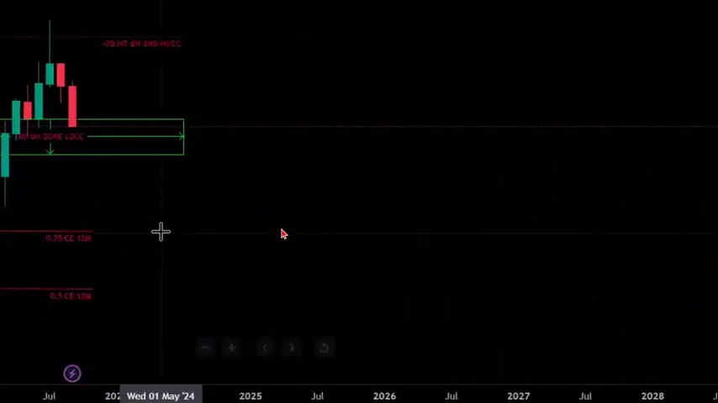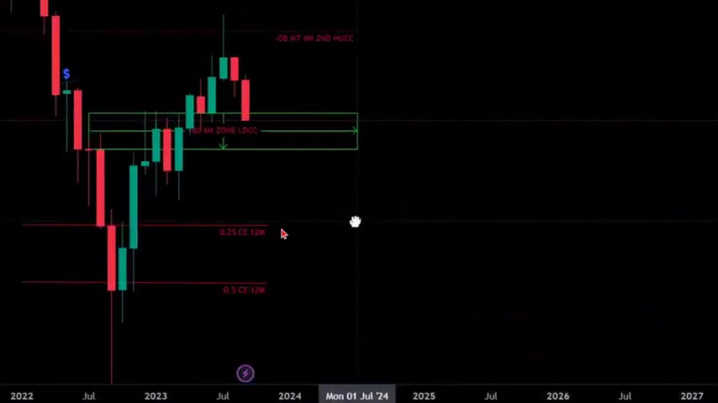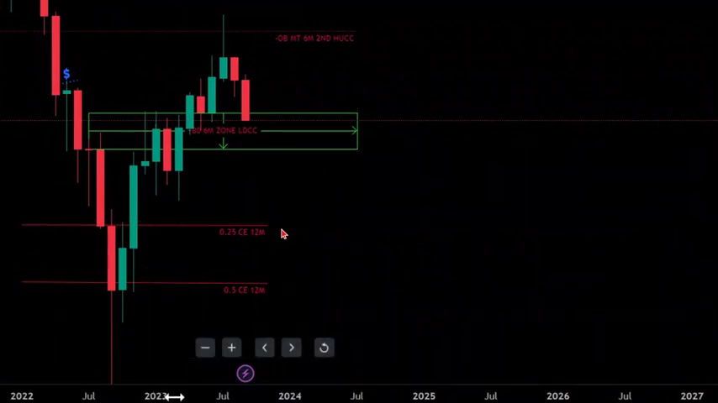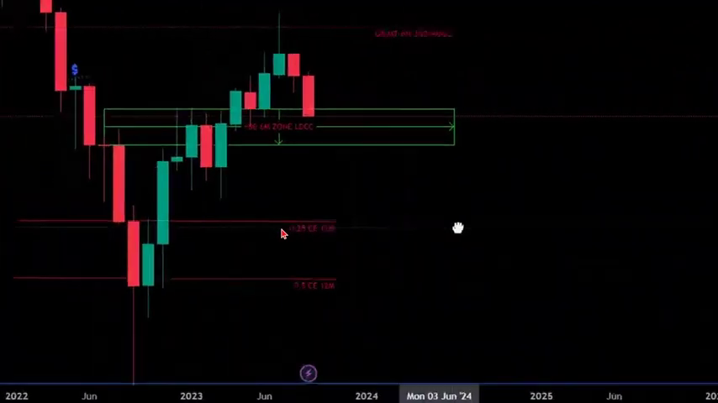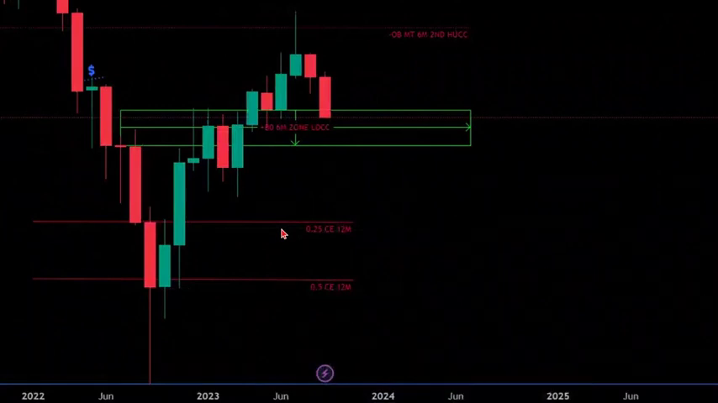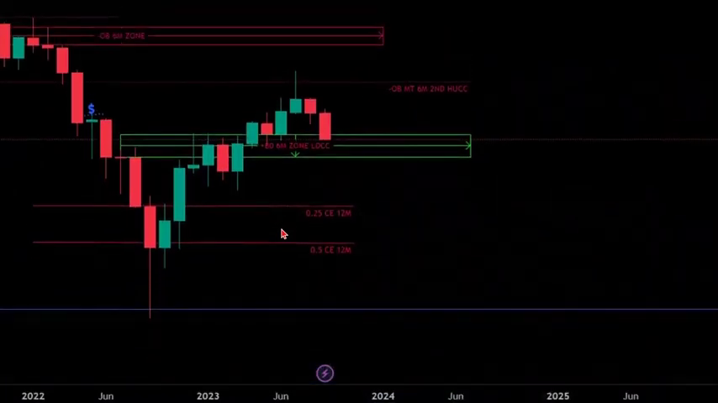Okay. So those labels are important. So right now, let's see, what do we have? Zoom out. Yeah, scale out. I mean, yeah, scale out. So, okay, so we got a bullish order block.